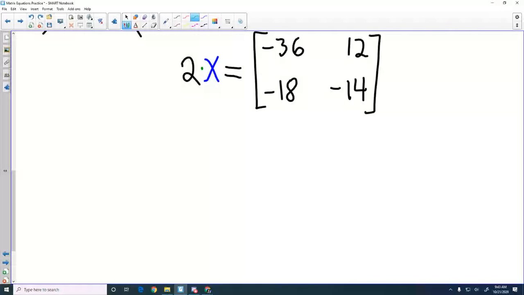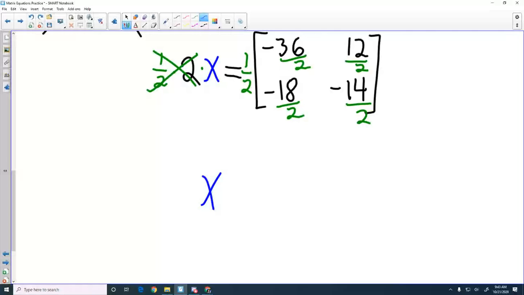Typically you're going to think of it as just dividing by 2, but technically we're multiplying by its reciprocal of 1/2. So we're multiplying this matrix on the right by 1/2, so that those cancel out. But really all we're doing when I distribute in that 1/2, you're just going to divide every element by 2.